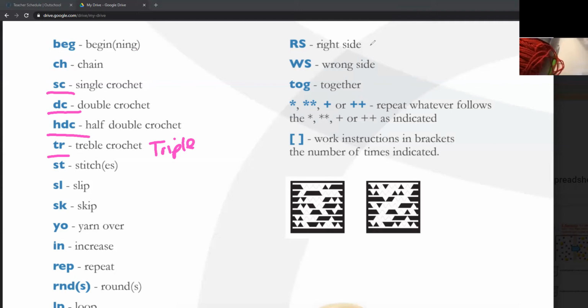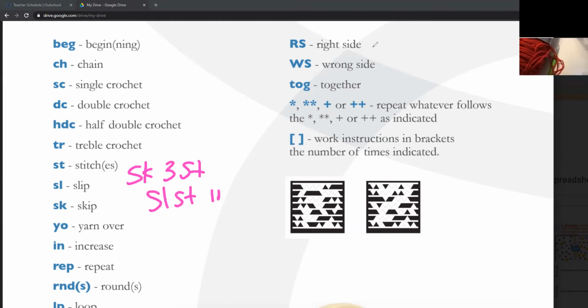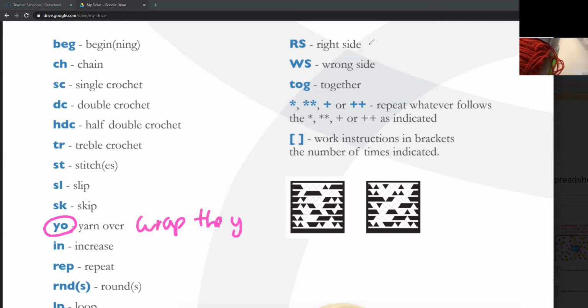When it's talking about stitches, it's usually saying like slip stitch or skip stitch. And so it'll say like skip 3 stitches, or it'll say slip stitch in second chain. And so I'll ask you to read that. Yarn over, YO, means just to wrap the yarn around the hook.